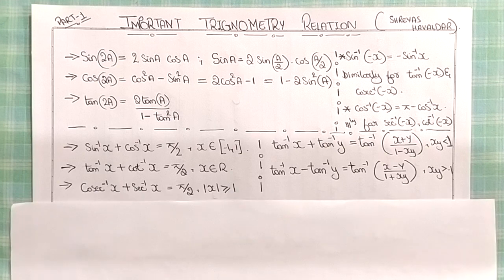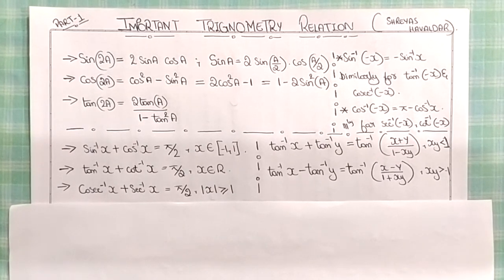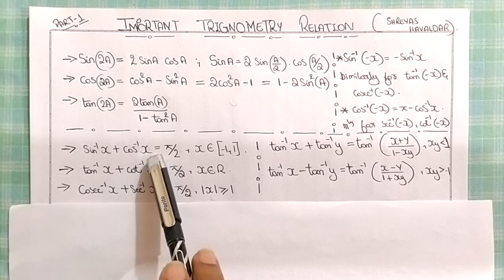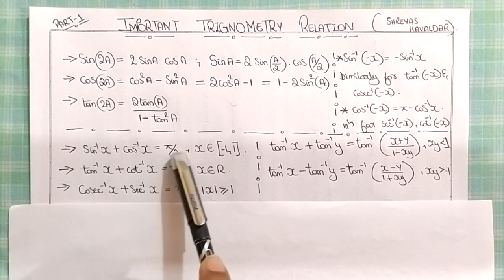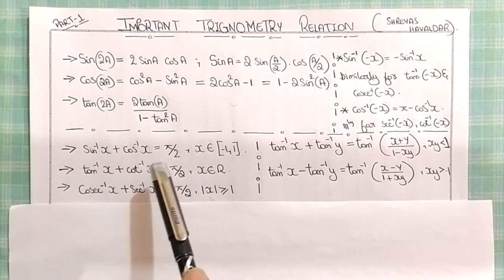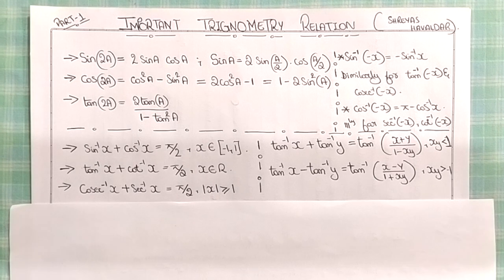Now going further, you know sin square x plus cos square x is equal to 1. Similarly, in inverse trigonometry, we have sin inverse x plus cos inverse x is equal to pi by 2. Also, tan inverse x plus cot inverse x is equal to pi by 2. And cosecant inverse x plus secant inverse x is equal to pi by 2.